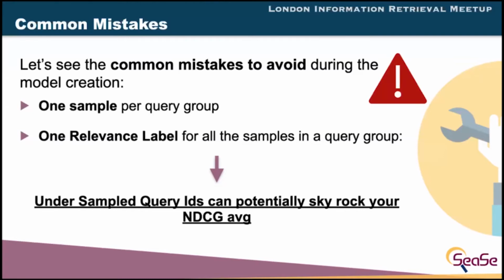The other condition is one relevance label for all the samples in a query group. So in our case, for example, for the query Spain, we have only songs with the same relevance, with the same position. And also in this case, it's better to remove this query, because the model will not understand, will not learn anything.